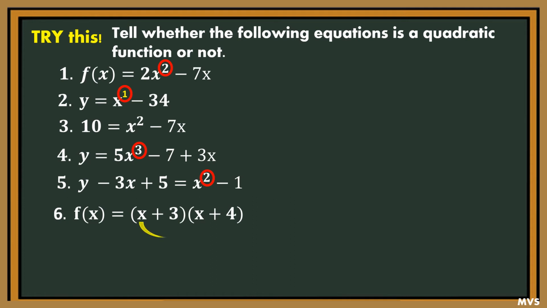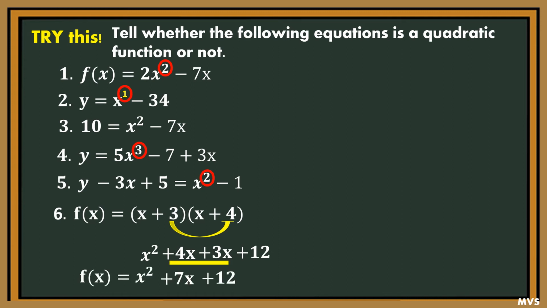Let's see. Let us multiply. X times x, x squared. X times 4, that is 4x. 3 times x, that is 3x. And 3 times 4, that is 12. Then let us simplify it. F of x is equal to x squared plus 7x plus 12. So what is the highest exponent of x? 2. Therefore, this is quadratic function.